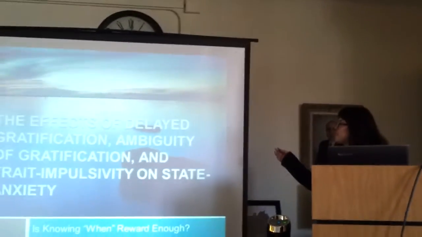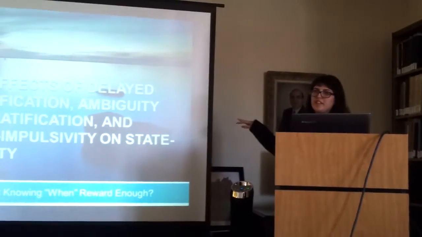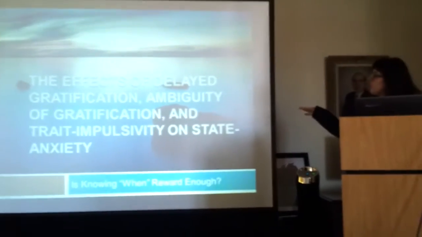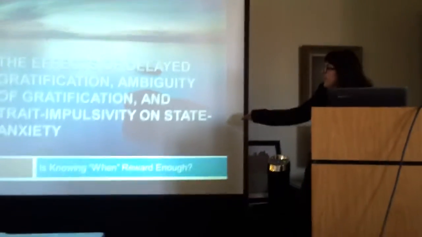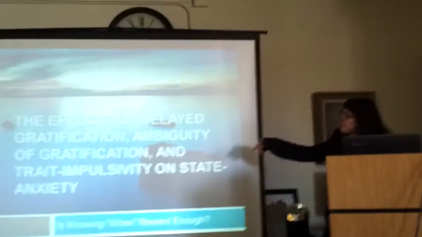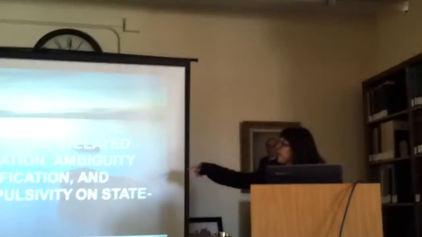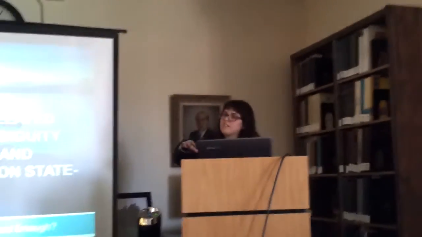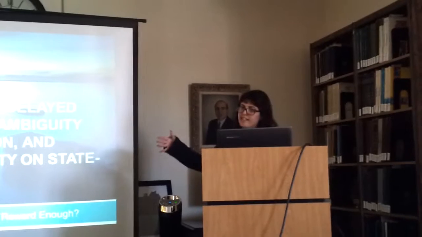And before I get started on this, the title's a little lengthy, and I'm aware of that. The reason for that is that all the variables of my experiment are listed in the main title here. So the dependent variable that we're looking at is state anxiety, and the 3 independent variables that we're looking at are delay of gratification, ambiguity of gratification, and trait impulsivity, and how that plays a role on state anxiety.